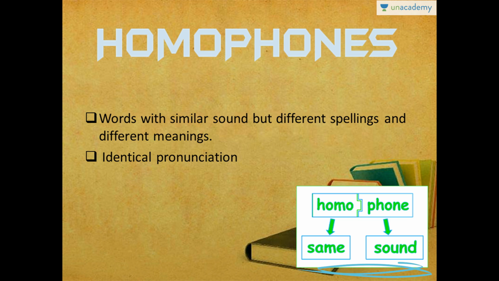So let's just read out what homophones are. Words with similar sound but different spellings and different meanings, with identical pronunciation. We had a few examples of homophones in one of the previous videos. So let's recall them. We had write and right. So this is an example of homophone. We had ensure, insure, effect, affect, ban, compliment, complement. So these were all examples of homophones. Because I'm pronouncing all these words, you may not be able to tell that these words had different spellings.